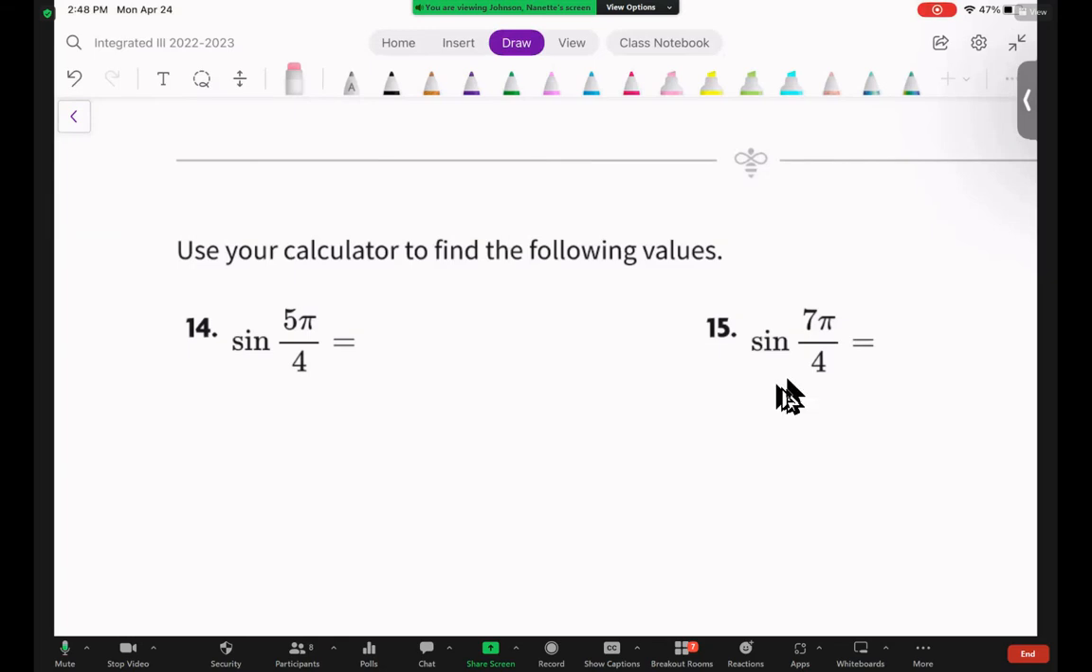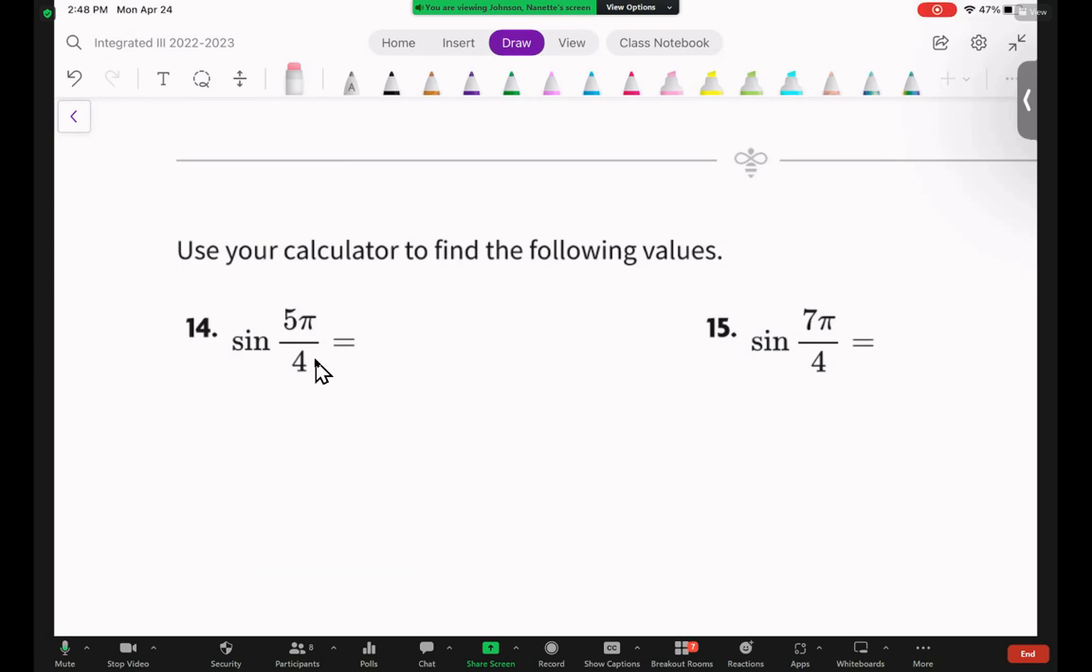Okay, so what we're doing is we're going to go over sine of 5 pi over 4. I'm going to show you how to do this by hand, then I'm going to show you how to do it using the unit circle, and then I'm going to show you using the calculator.